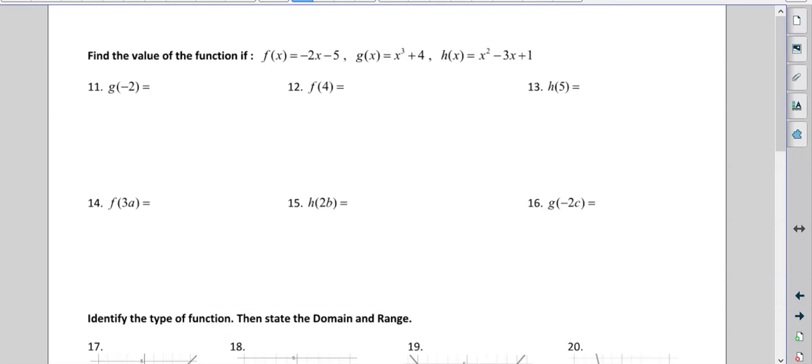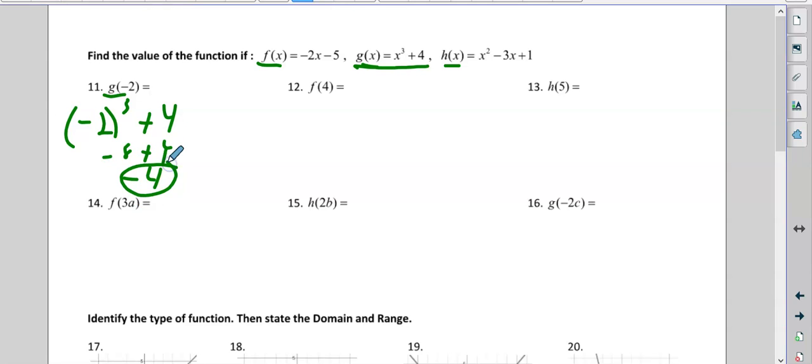All right, so notice up here we have f of x, g of x, and h of x. So you have to pay attention to what you're doing. So g of negative 2 means I'm going to plug a negative 2 into this right here, because that's g of x. So I'm going to do negative 2, replaces the x, plus 4. So negative 2 cubed is negative 8. And that gives me negative 4 for an answer.